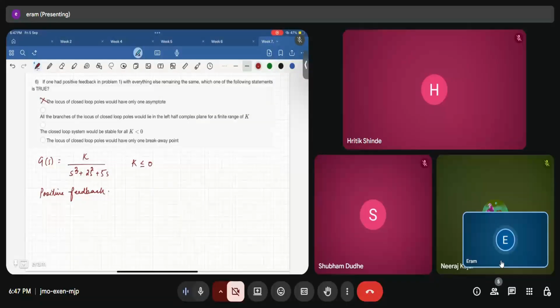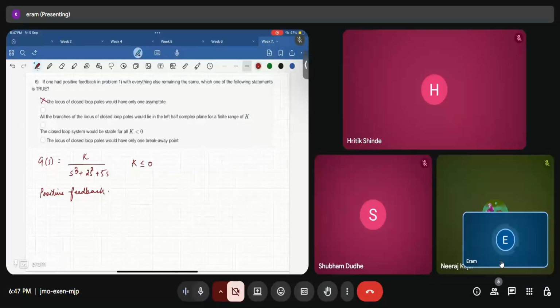The second option is saying that all branches of the locus of closed loop poles would lie in the left half complex plane for a finite range of k. That we need to check, and we can check it by plotting the root locus. The third one is saying that the closed loop system would be stable for all k less than 0. That we also need to check.